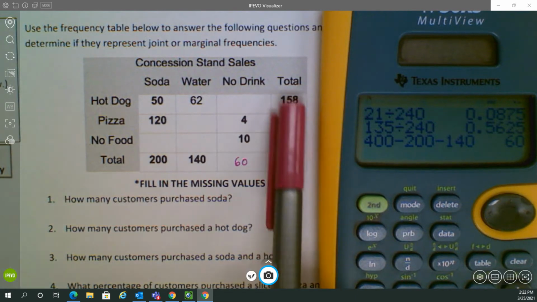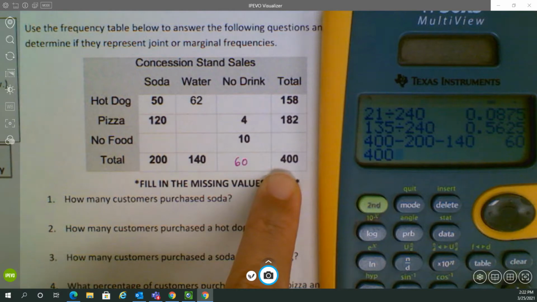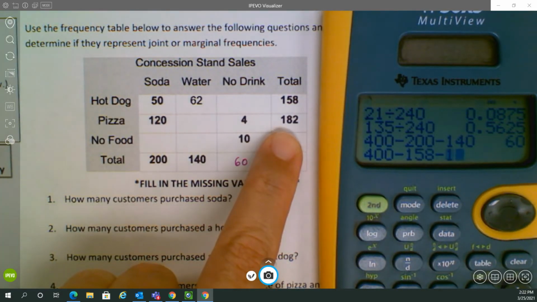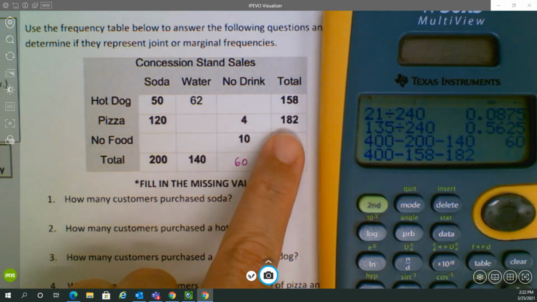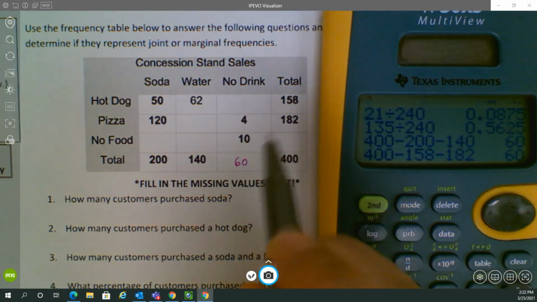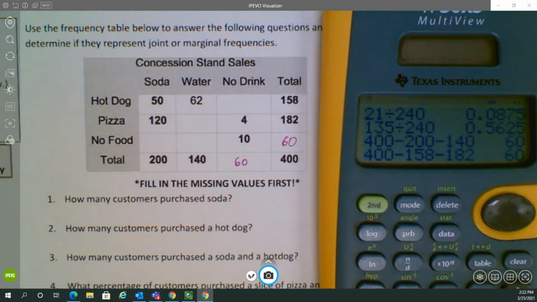Likewise, I can find this missing row total because I know out of the 400 people surveyed, let's subtract the 158 that buy a hot dog. Let's subtract the 182 that buy a pizza. And we will be left with 60 here that do not order food when they go to the concession stand. All right, so that's how I found those values.